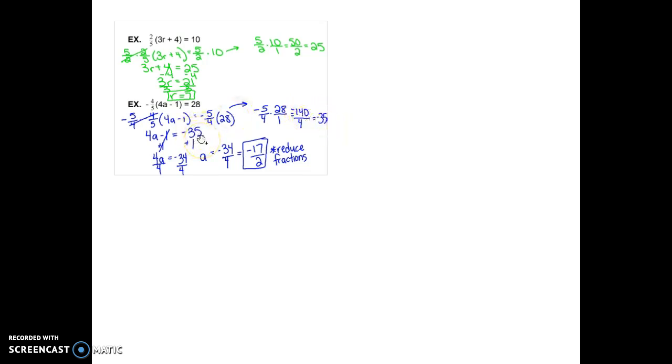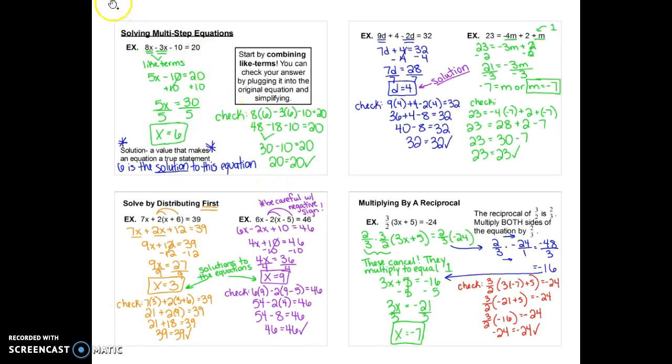Okay, again, you can type it in your calculator, but make sure this negative 5/4 is in its own set of parentheses. Now I'm back to my two-step equation. Add 1 to both sides. So 4a equals negative 34. Divide both sides by 4. I end up with a negative 34/4, which can be reduced to a negative 17/2. Always reduce your fractions when possible. You can use your calculator for that. All right, again, this was solving multi-step equations. This is your concept number 6.